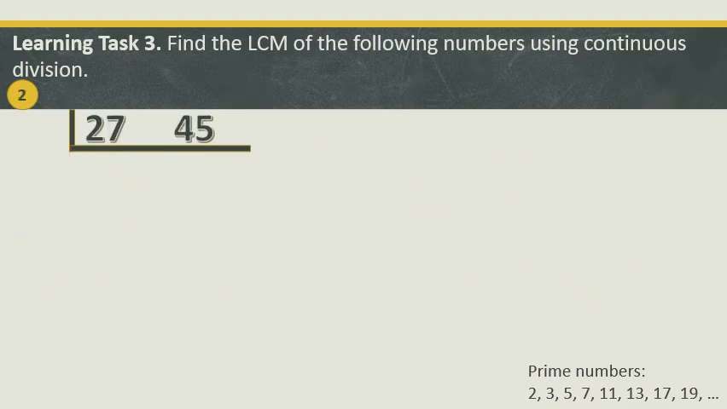So, we have 27 and 45. So, since sila, ang common factor nila is 3, hindi sila even number kaya hindi pwede sa 2. So, 3 tayo. So, 27 divided by 3 is 9. 45 divided by 3 is 15. Then, yung 9 and 15 ay divisible pa rin sa 3. So, 9 divided by 3 is 3 and 15 divided by 3 is 5. So, kung mapapansin nyo dito, ang 3 and 5 ay wala ng common factor.